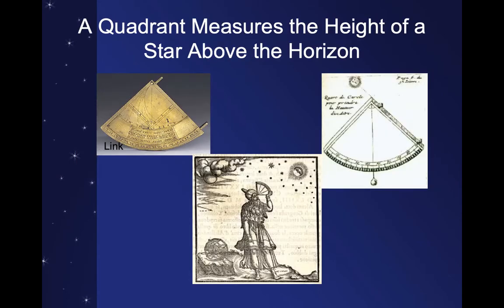A quadrant. Now, we would have used something similar to this if we were in class, but a quadrant measures the height of a star above the horizon. So we're looking at how high above the horizon it is. That would be its altitude, and we're going to talk about what altitude is.